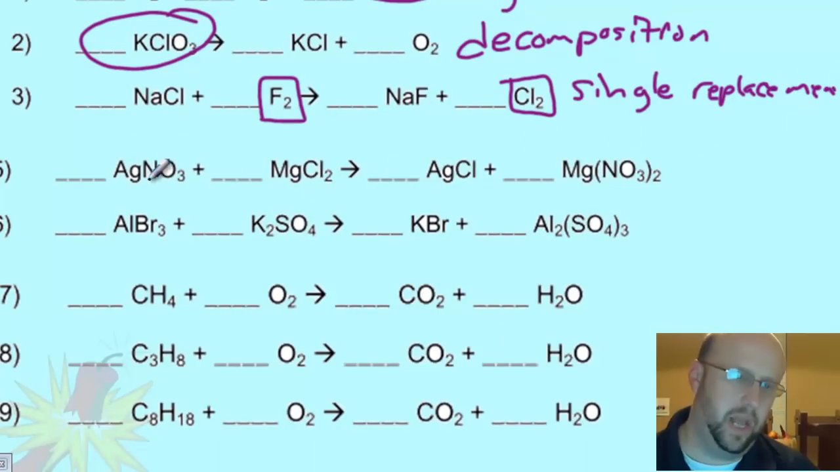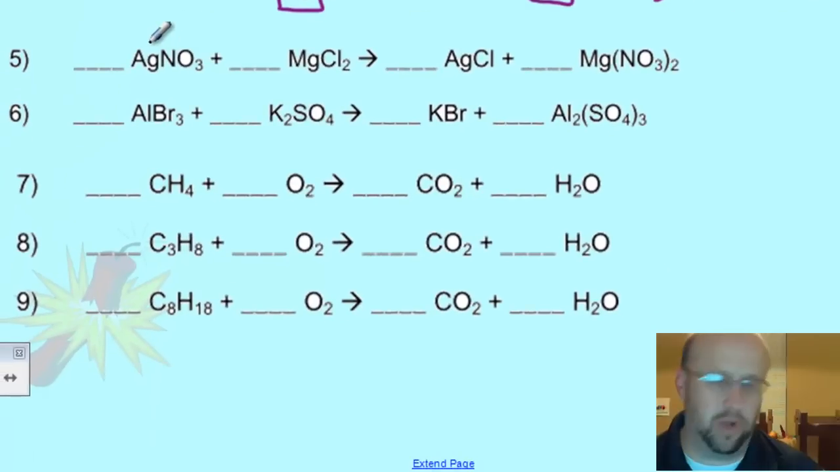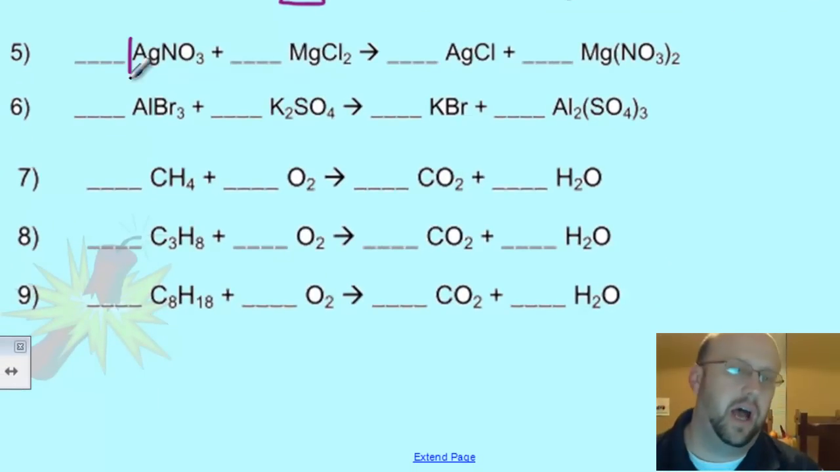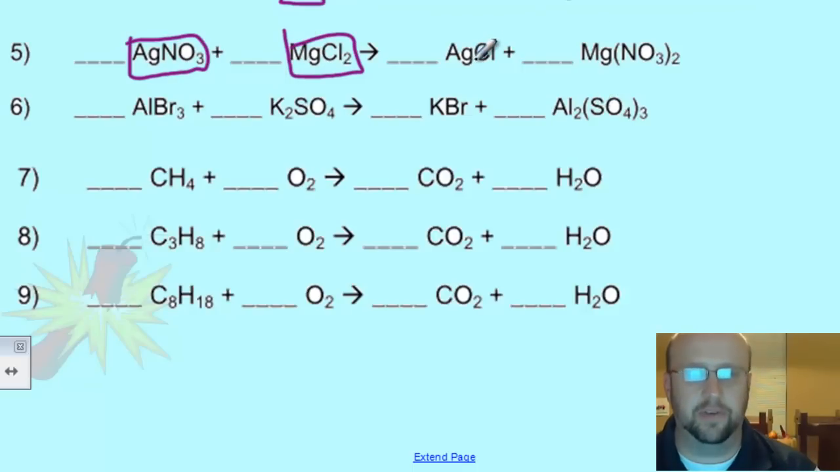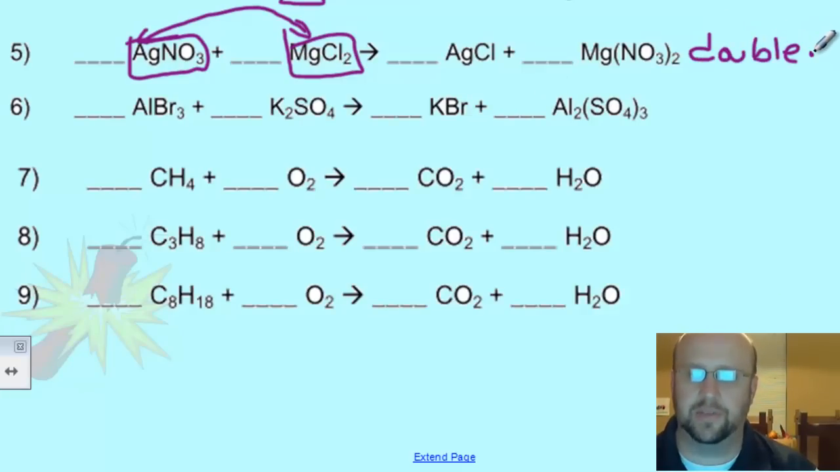Now, for number 5 here, and I know we skipped 4, that's because I cut out some of the ones from your worksheet. I've got silver nitrate. That is an ionic compound. Magnesium chloride is another ionic compound. And if you look at the products, it's not magnesium chloride now, it's silver chloride, meaning that silver and magnesium have switched places. Magnesium is with nitrate now, and silver is with chloride now. If 2 things switch places, then that is what we call a double replacement reaction. So, not too bad there.